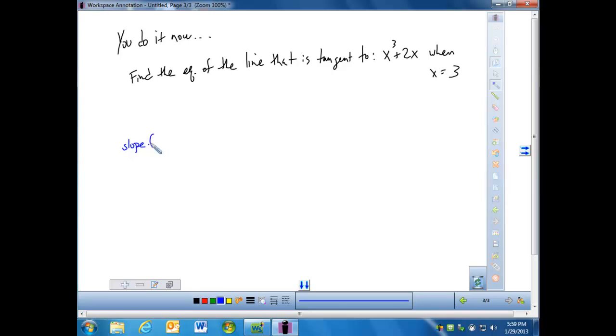I hope that you actually took the time to do that. When you did it, you should have found that your slope formula was 3x squared plus 2. We're going to plug x equals 3 in for that. When you do that, you're going to get a slope in this problem of 29. That means the slope is incredibly steep at that point.